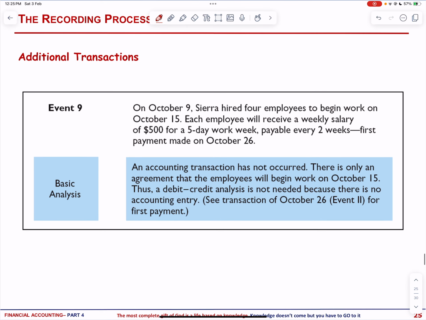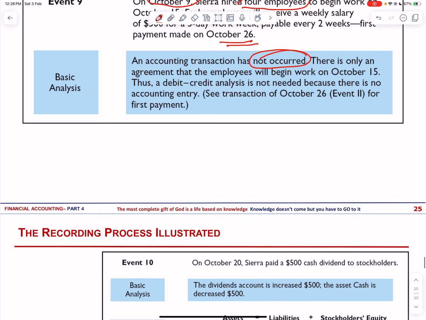Then on October 9, Sarah hired 4 employees to begin work on October 15. Each employee will receive a weekly salary of 500 for 5 days per week, payable every 2 weeks. First payment is on 26th of October. So obviously, right now on this date, October 9, the transaction has not occurred. So we are not going to record this transaction. We will talk about it as we progress in the discussion.